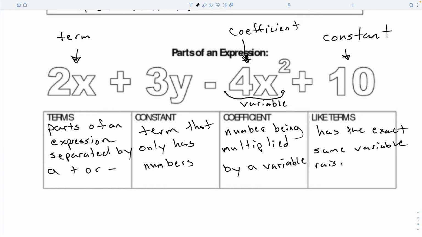Raised to the same power. As you're finishing, think about, are there any like terms in this expression? I'm going to let you wrestle with that with your partner. Get ready to turn and talk for about 30 seconds. Are there any like terms in this expression up here?